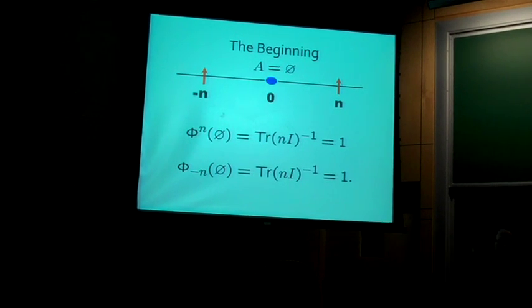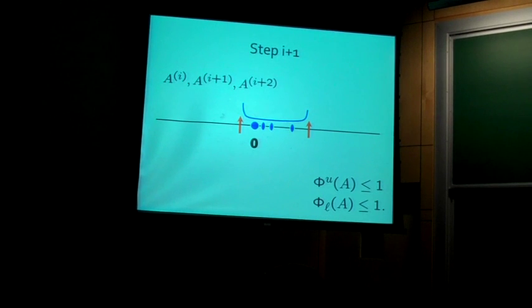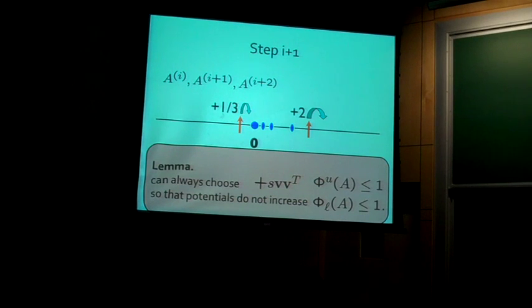And then we need to do an induction. And it's very easy to do this induction. I guess I don't have time to go into the proof. I'll show you 1 or 2 details. But when you carry it out, in the end we prove a lemma that you can always choose a vector so that the potential functions stay less than or equal to 1.